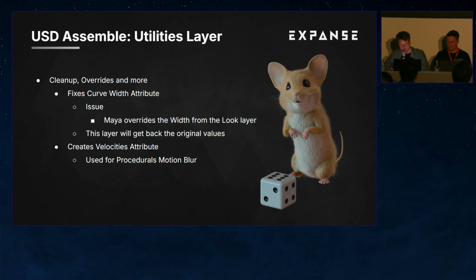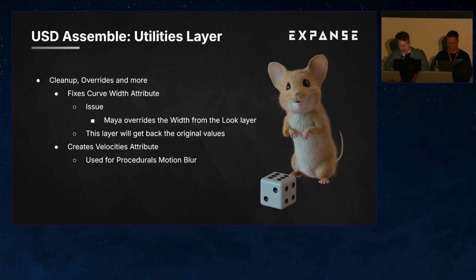The issue with the whiskers comes from the layer stack. The animation layer is above the look layer, and Maya wants the curves to have a 1 in width. So this layer is above the animation layer in the stack and brings back the correct values.